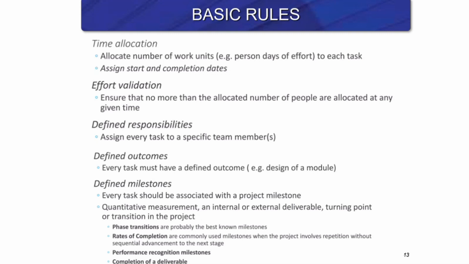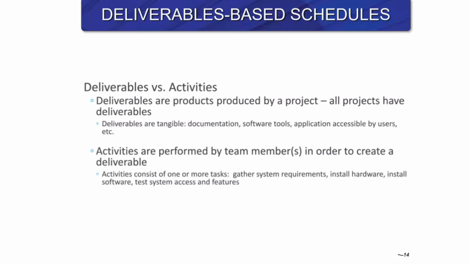With this, different specific qualitative or quantitative measurements or deliverables could be defined. Deliverable-based schedules: deliverables are products produced by a project. All projects have deliverables, and activities are performed by team members in order to create deliverables. Deliverables are almost like outcomes, but because they're specific and relate to different individual tasks, they can be called deliverables. But when you get the whole project finished, that would be called the outcome.